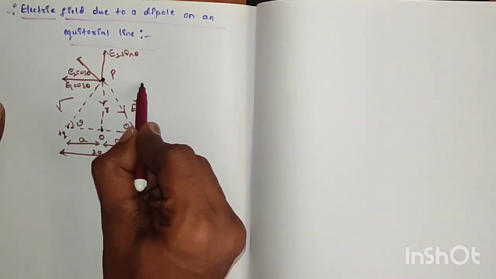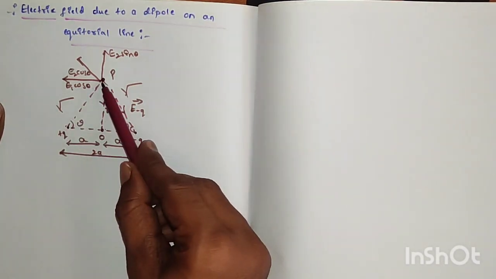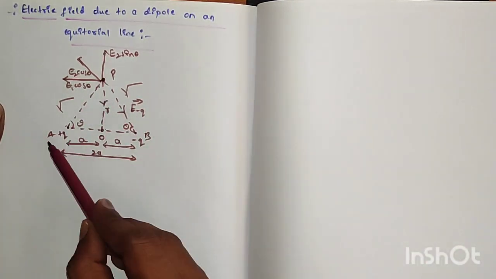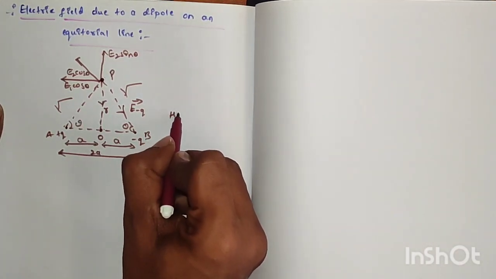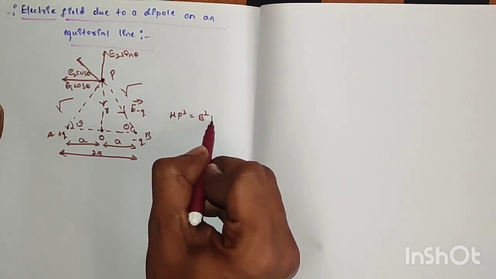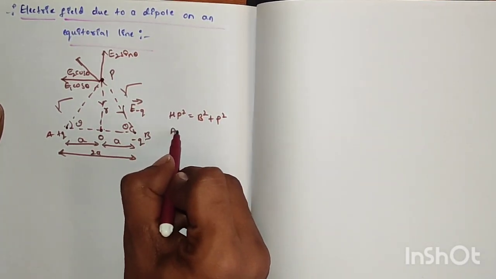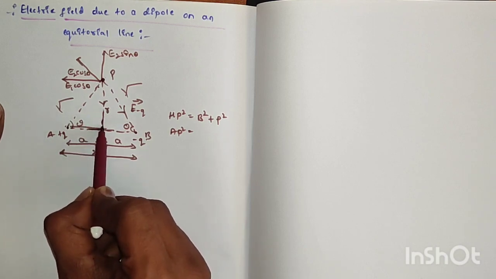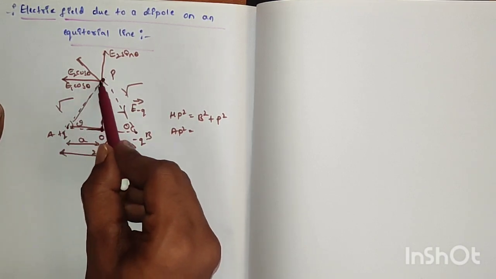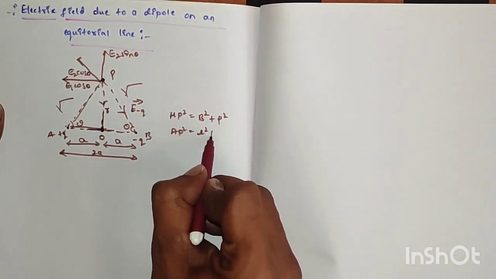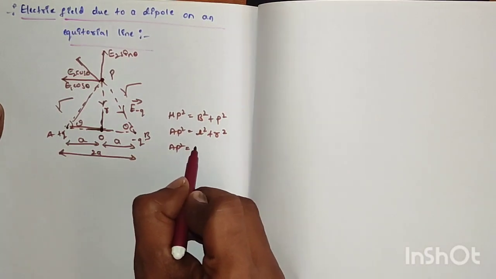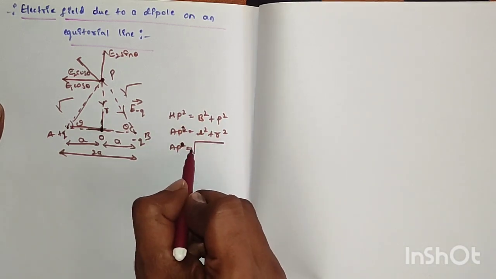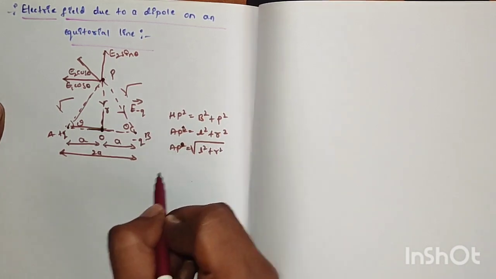We have to calculate the distance between the positive charge to P, that is point A to P, and B to P. So we are using the Pythagoras theorem. Hypotenuse square is equal to base square plus perpendicular square. AP is the hypotenuse, that is point A to point P. AP square is equal to L square plus R square. Cancelling the square, we write the square root of L square plus R square.